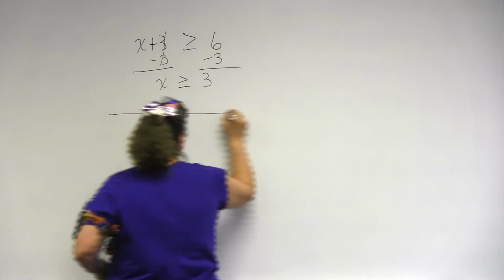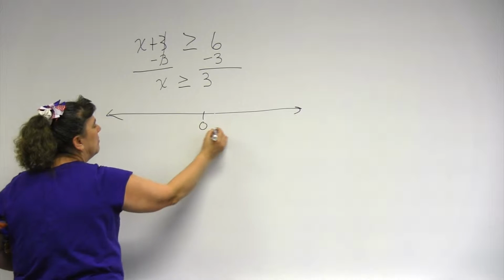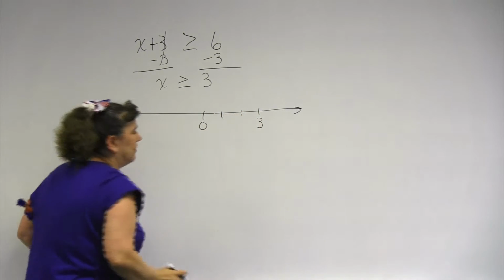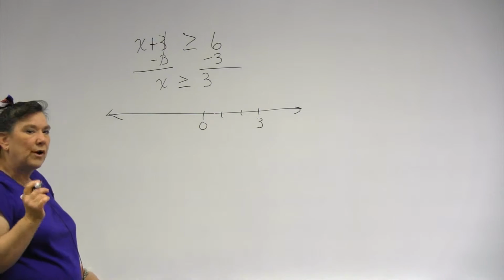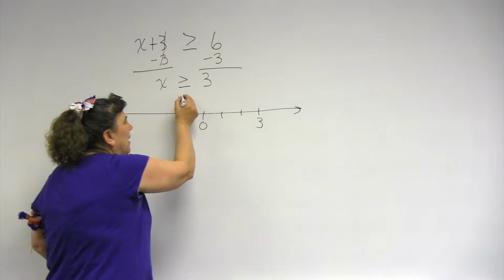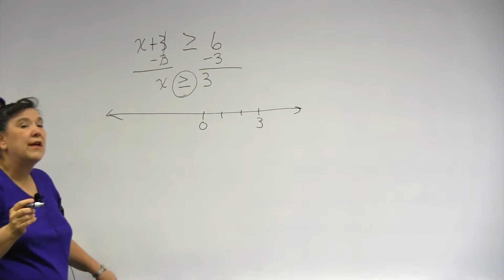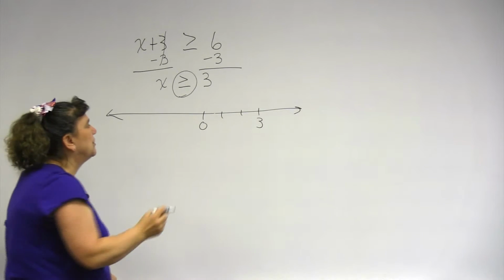So we're going to draw our number line. We're going to establish our point 0. 1, 2, 3. There's the number we're looking for. Now, what are we going to do with this? Again, where do you look first? You look right here at this inequality symbol. Is it only greater than, or is it greater than or equal to? It's greater than or equal to.